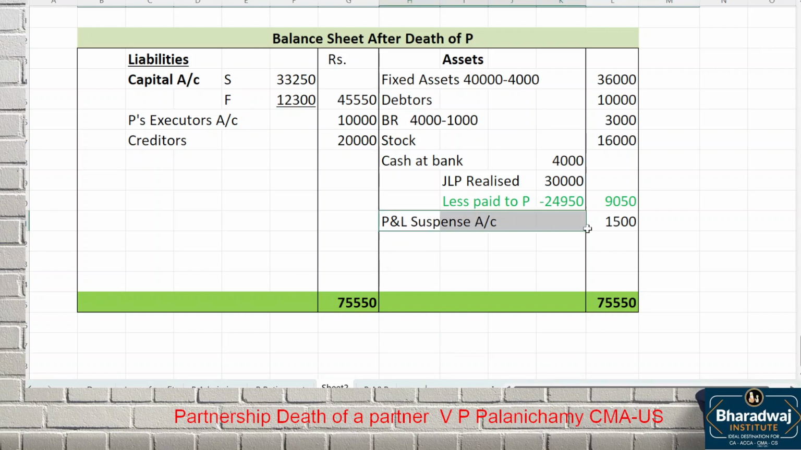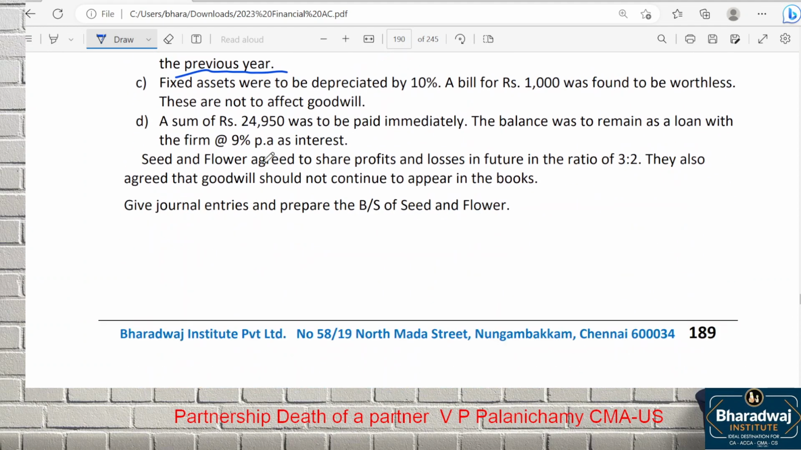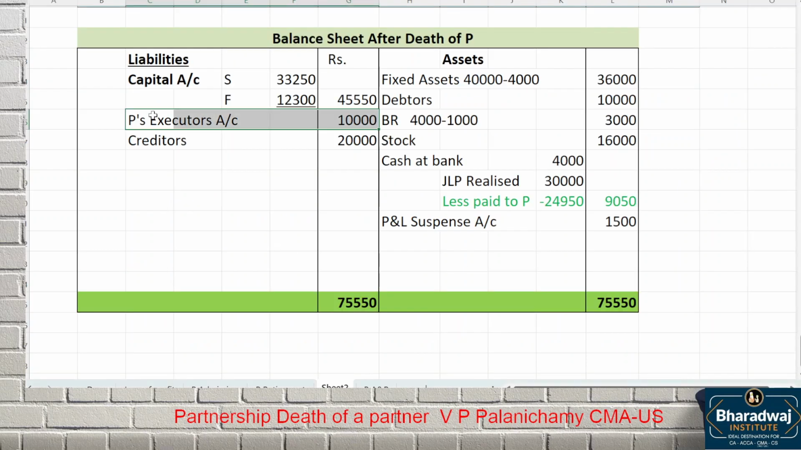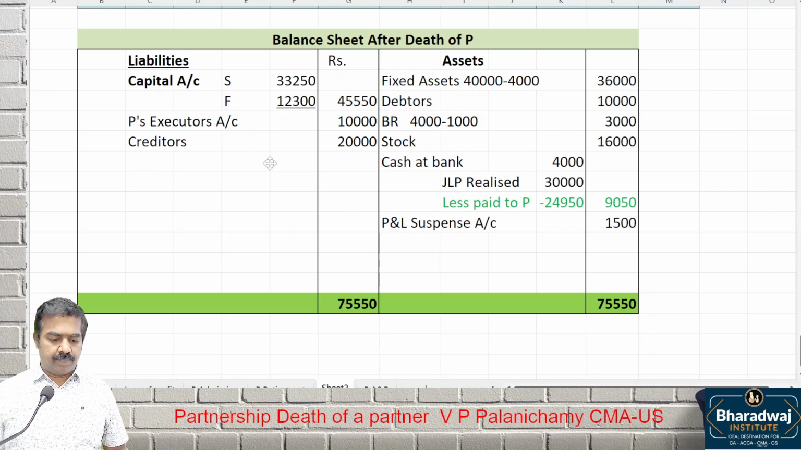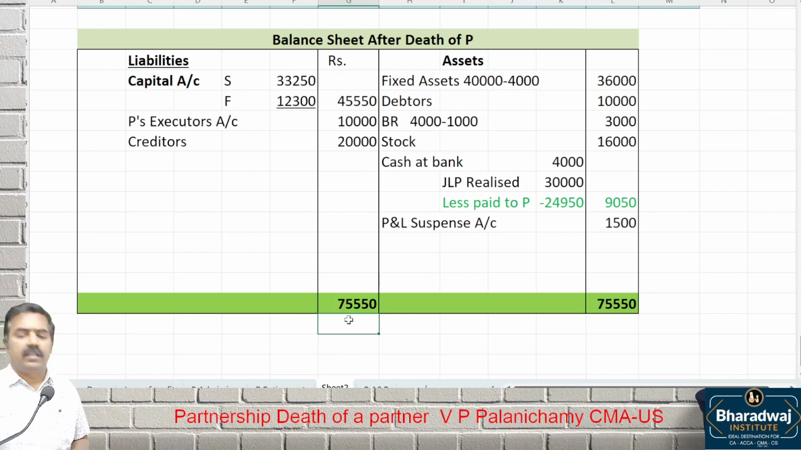One important thing you have to understand is the P&L suspense. Upon how much? 1,500 will appear till the end of the year. These executors are not paid now. Are they paid now or in the future? They are paid in the future. It remains as a loan with the firm at 9% interest. The 9% interest you may pay at the end of the year when you prepare the final accounts. Now it will just remain as a loan. Completed the balance sheet.